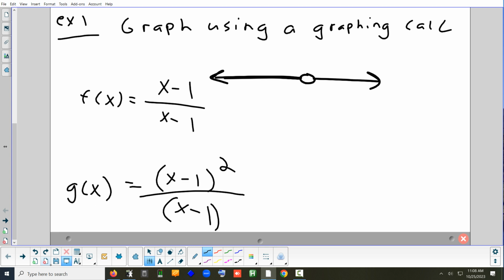How about this one? What value are you not allowed to use for x in that one? Yep. 1. Because then you can have 0 divided by 0, but that's going to make a hole in the graph. We're going to have a hole because we have a common factor. This one's going to be more of a slant. It's going to look like y equals x minus 1. If you were to divide it, one copy of x minus 1 cancels in the bottom and one copy in the top cancels. So it's going to look like y equals x minus 1 with a hole.